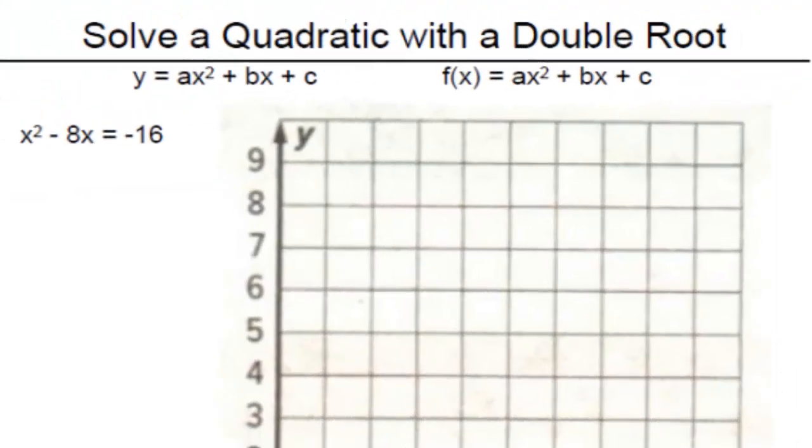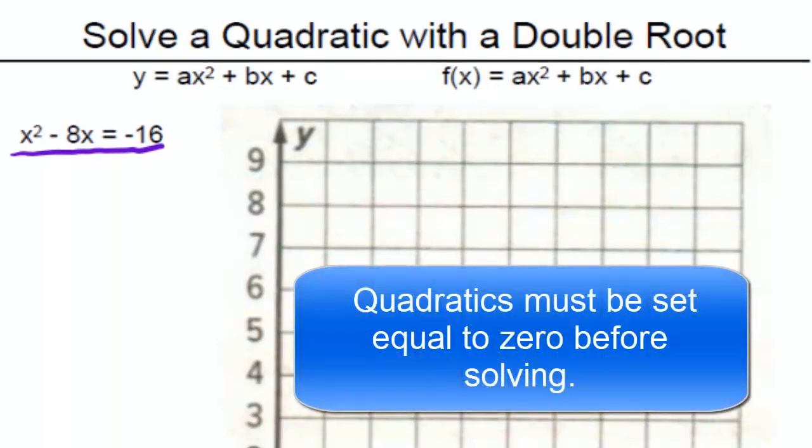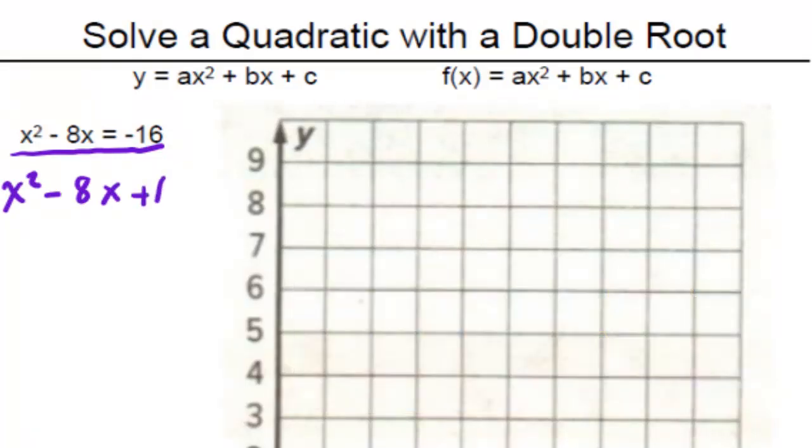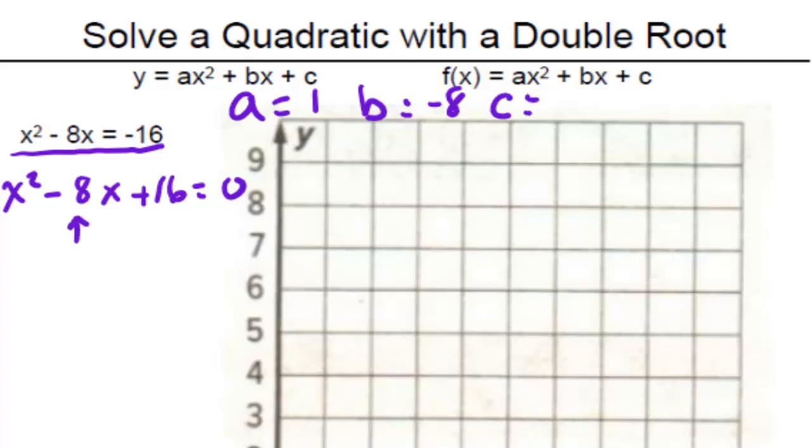Okay, for our next one, we're going to solve with a double root. Now, what you'll notice over here first is this is not equal to 0. So I've got to force this to equal 0. So I'm going to add 16 to both sides. So I have x squared minus 8x plus 16 equals 0. So now when I identify my a, b, and c values, my a equals 1 from here. My b equals negative 8 from here. And my c value is now 16, which is here.